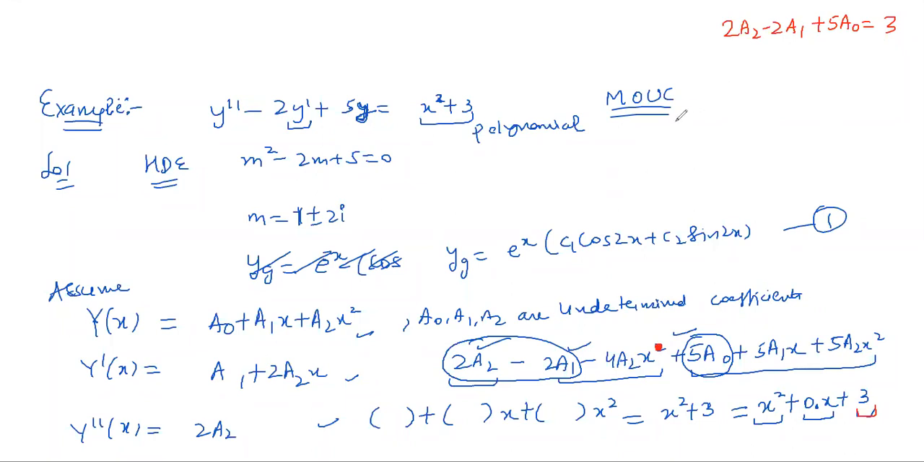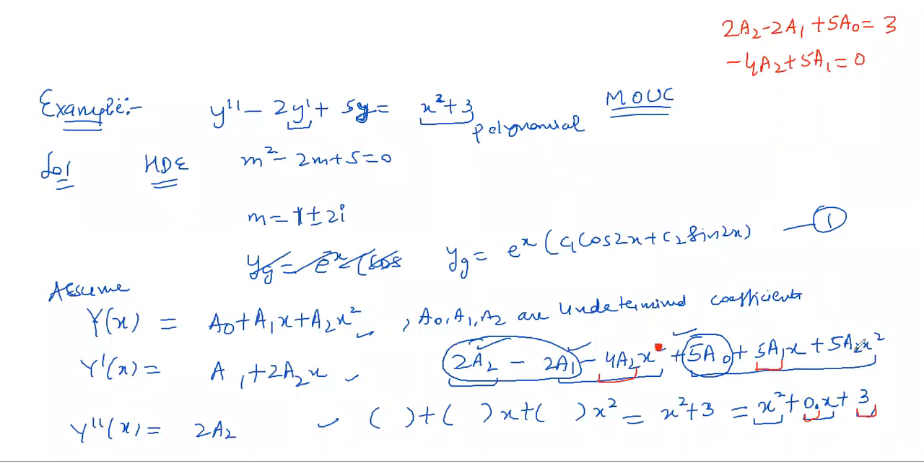Now I'm going to compare the coefficient of x. What is the coefficient of x? Minus 4a2 plus 5a1. And what is the coefficient of x on the right hand side? 0, because there was no x term present. So it will be 0.